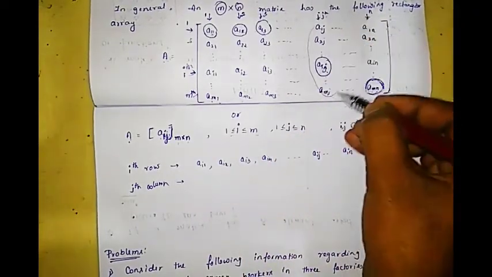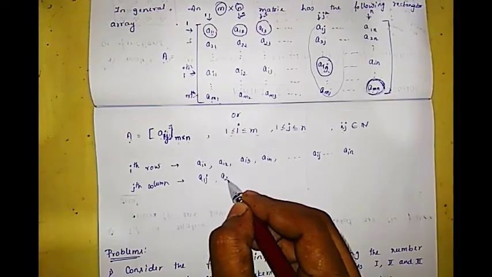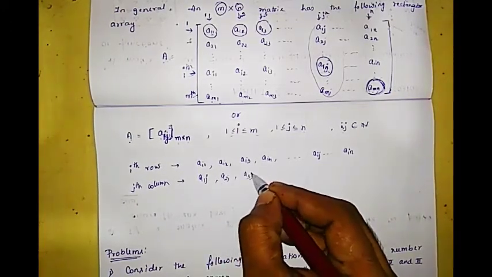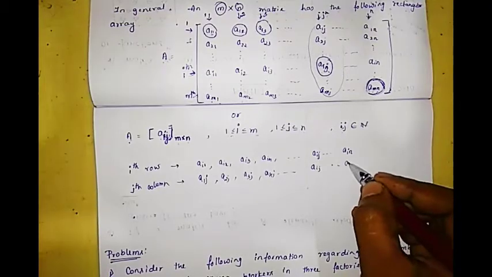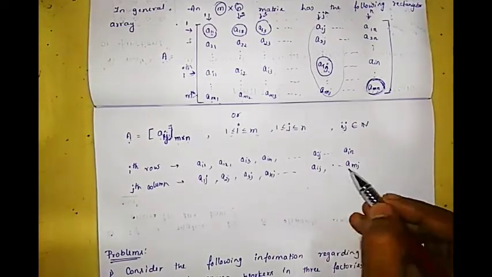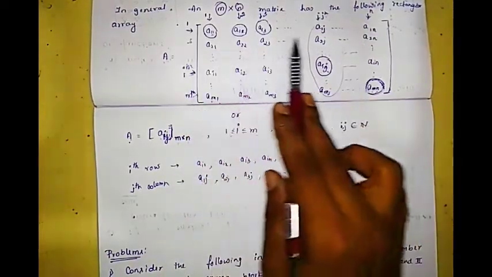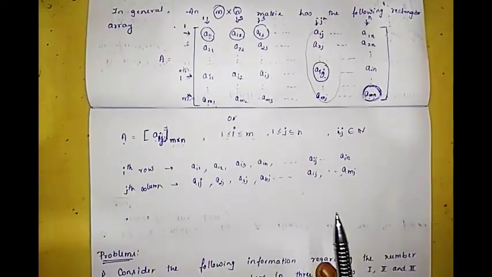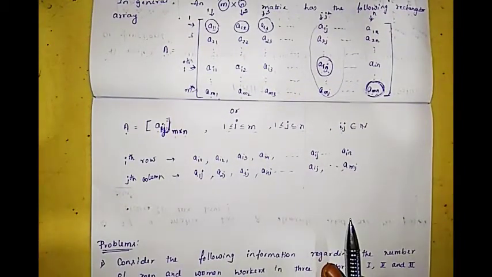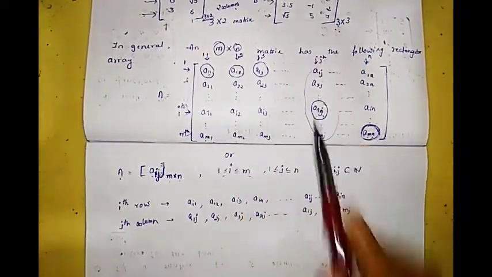jth column, that is this column, right? What are the elements of this column? a1j, a2j, a3j, a4j up to aij till anj. Now I am using commas here because we are writing the elements, but in the matrix we are not going to use any comma or full stop between the elements. We are giving space between the elements here. So in general, aij is the element in the ith row, jth column.